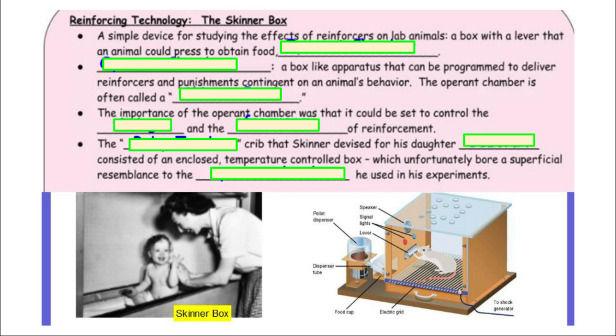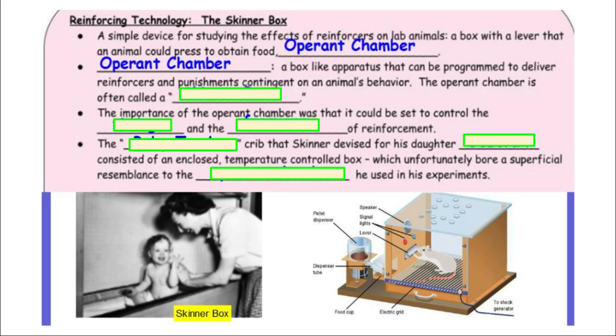So, reinforcing technology, the Skinner box. If you take a look down at the bottom left-hand corner, yes, that is B.F. Skinner's invention, the Skinner box. And he did use this supposedly on his own kids. Anyway, it's a simple device for studying the effect of reinforcers on lab animals. It's a box with a lever, like you see at the bottom right-hand corner with this lab rat. Basically the animal would press the lever and get some type of food pellet out of that. This becomes known as an operant chamber.